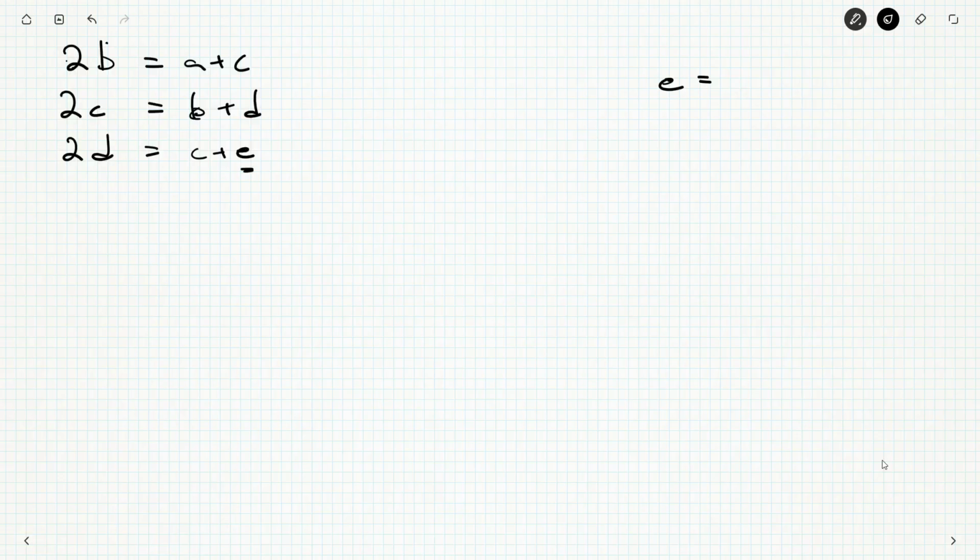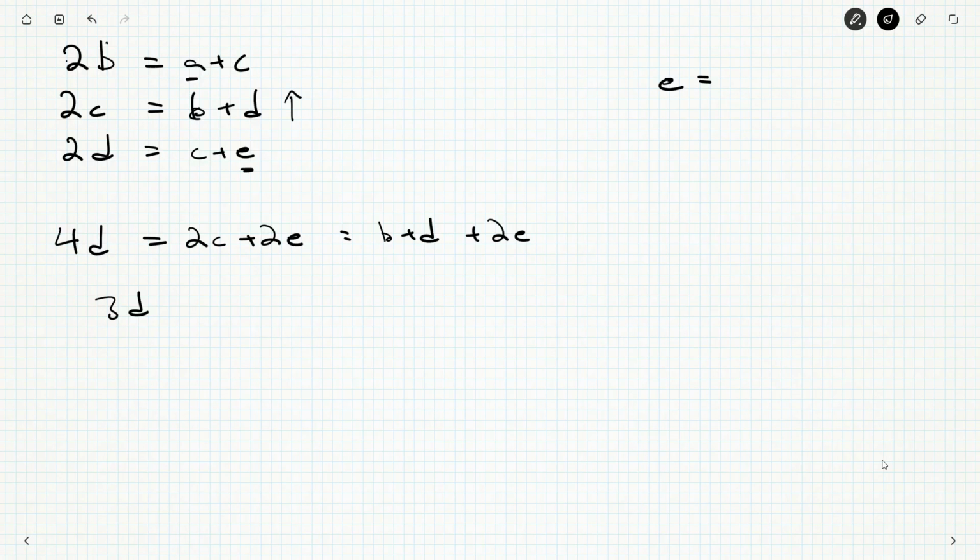So I notice I've got an E here, and I could say, well, 2D is equal to C plus E. Now I don't want C. What I'm going to do is try to work up to this A here. So 4D is going to be 2C plus 2E, just multiplying everything by 2, but now this 2C can become B plus D. Cancel out a D on both sides, we'll get 3D is B plus 2E. Now I don't want this B here, I'd really rather have an A. So I'll multiply by 2 again. And now the 2B becomes A plus C.